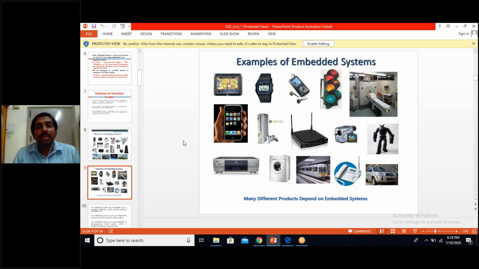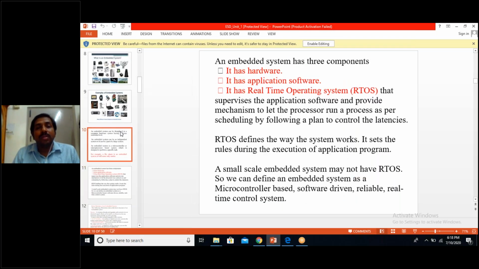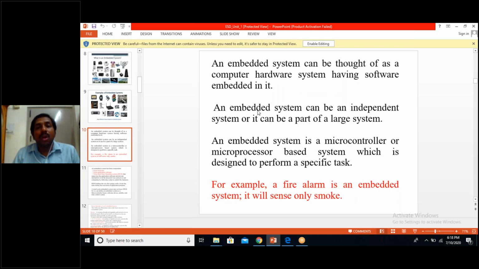So there is some hardware, there is a software that is called an application software. This application software is going to give certain commands to the hardware. So based on that, the hardware will operate and it will do the specific task. So embedded system can be thought of as a computer hardware system having software embedded in it. It can be an independent system or it can be a part of a big system.